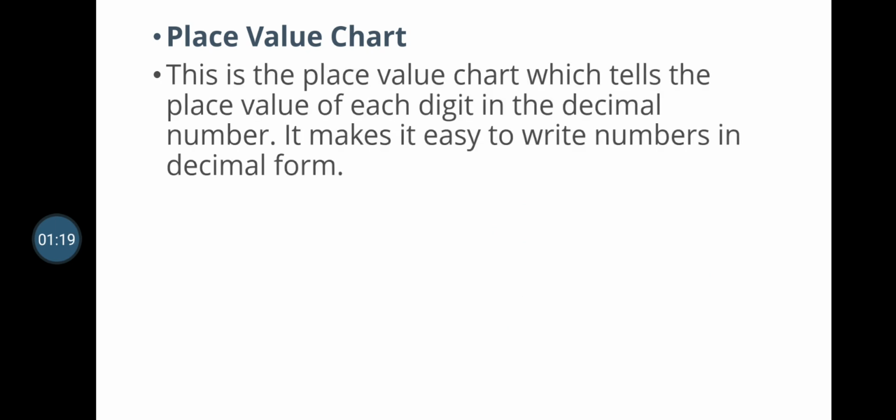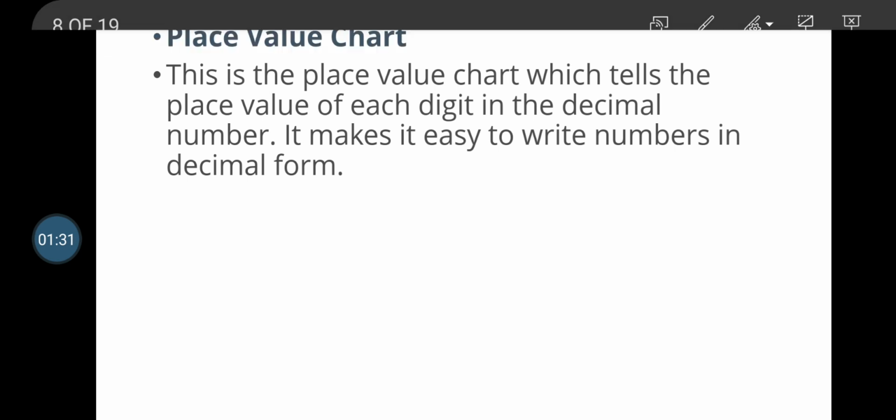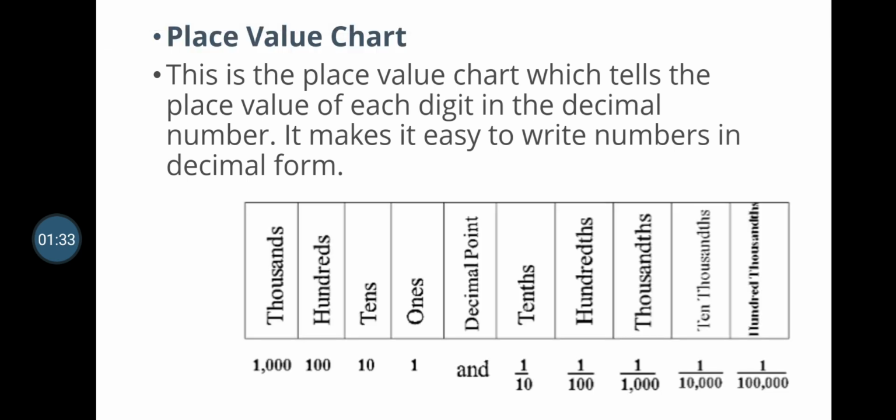Next, place value chart. This is a place value chart which tells the place value of each digit in the decimal number. It makes it easy to write numbers in decimal form. So I'll show you the decimal chart. This is the decimal place value chart. Here you see the decimal point. After the decimal point, as usual, the left side of the number is ones, tens, hundreds, thousands, which you learnt in your previous classes.